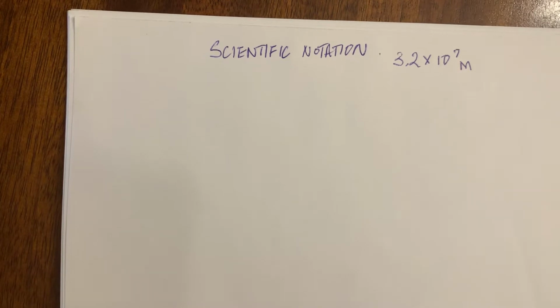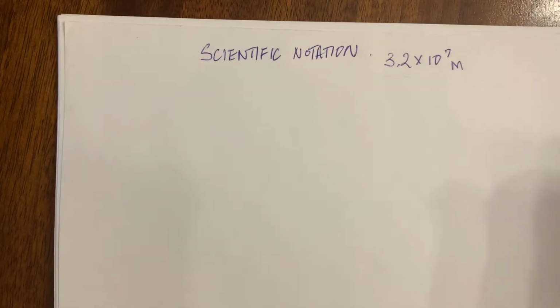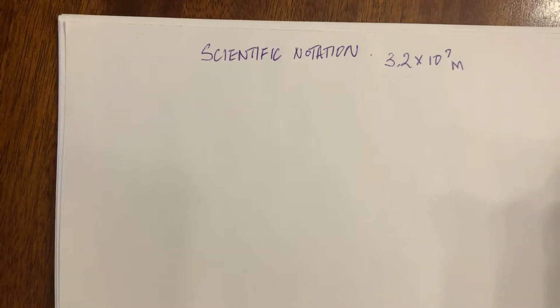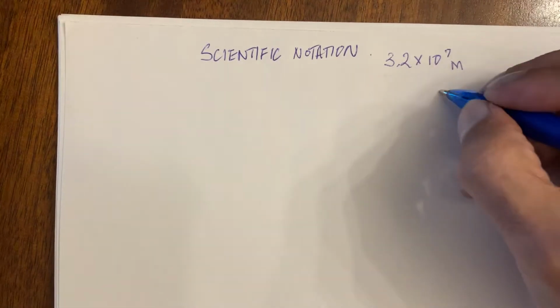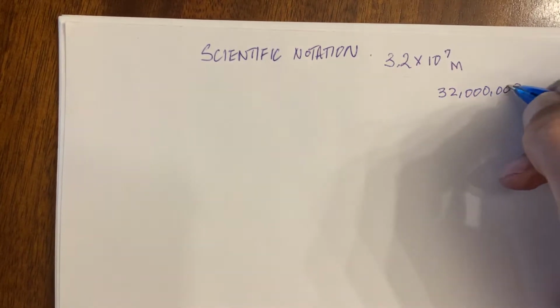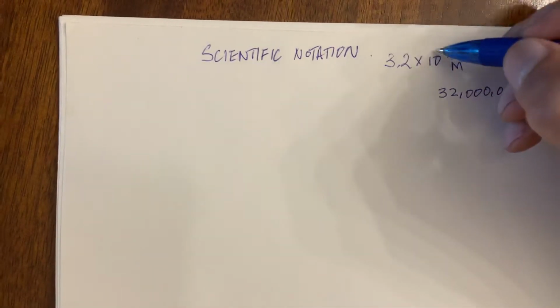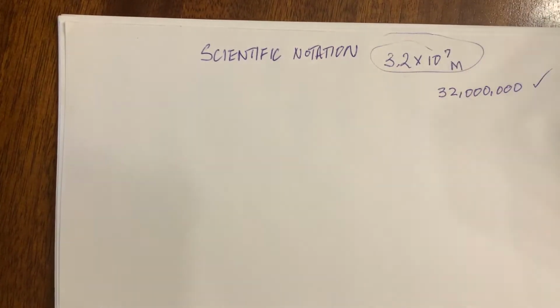So why do we use scientific notation? I mean, here's a number in scientific notation. Why ever write this? What was wrong with the way we normally write this? I mean, if I were to write this, that would be 32 million. So do I really need to learn this if I know how to do this?